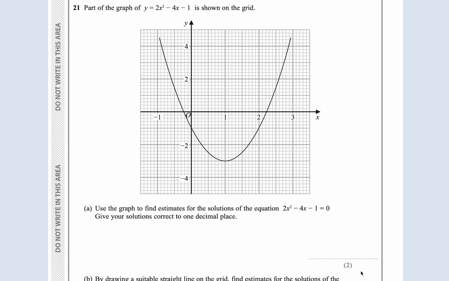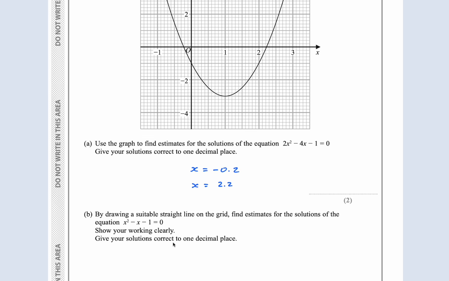Okay, that's question 20. Question 21. Here we have a graph. Use the graph to find estimates for the solution where this equals 0. Okay, this one's easy, guys, because it equals 0 here. These are going up in 0.1, so this would be negative 0.1. So x equals negative 0.2, and x equals 2.2. He says 1 decimal place, so that's fine.